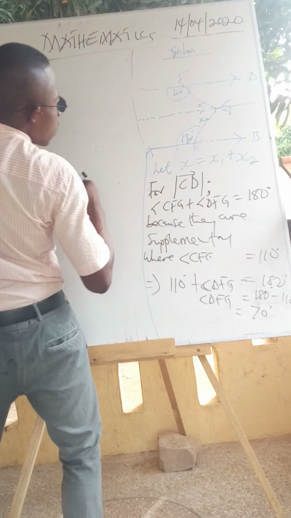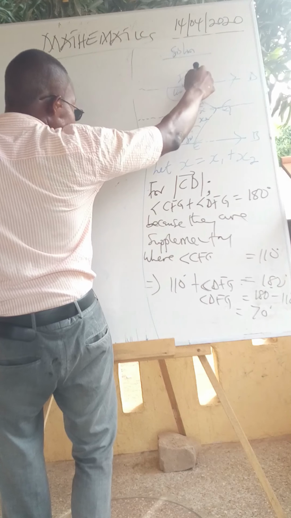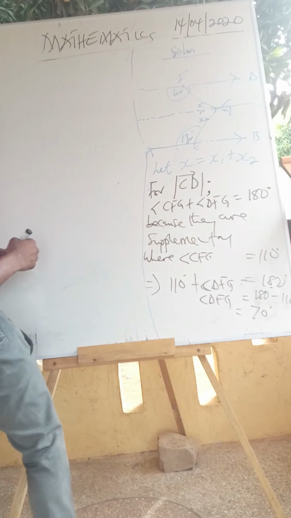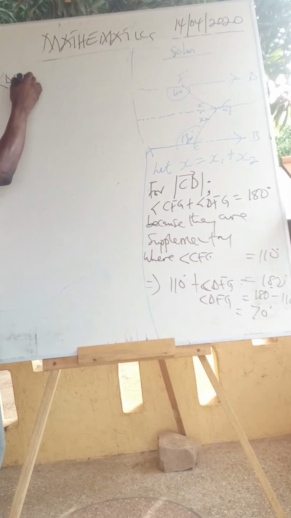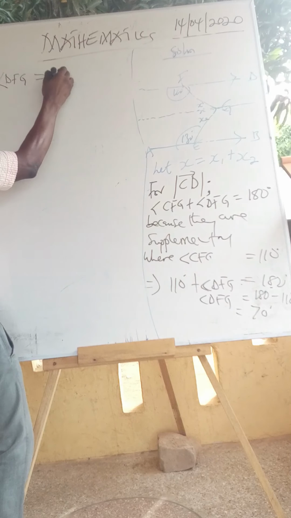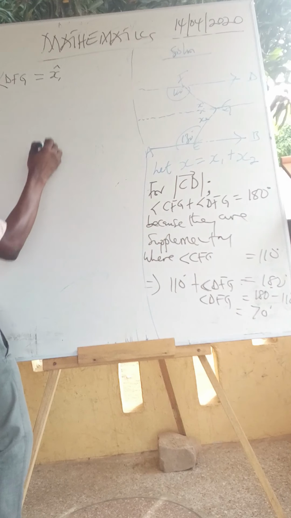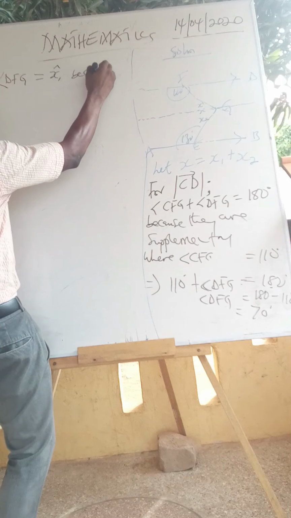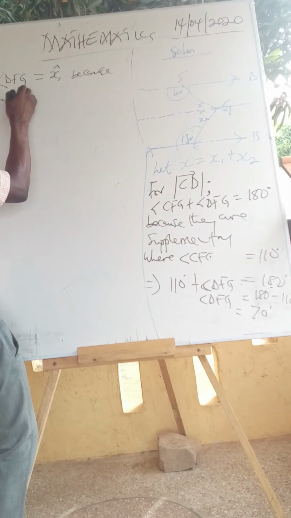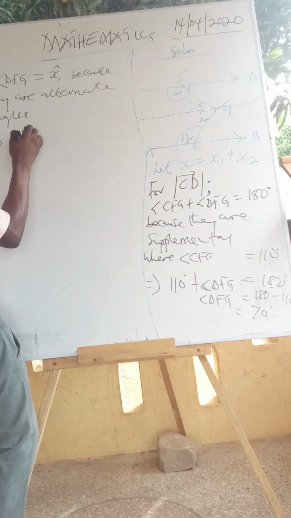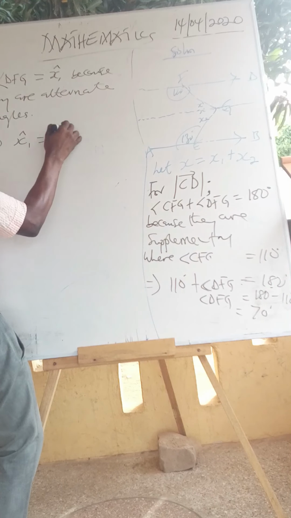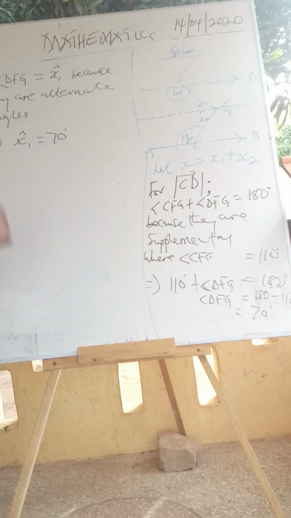So as we know here, DFG, this one should be 70 degrees. This one and this one are alternating. So we can now say that angle DFG is equal to angle x1 because they are alternate angles. So this implies x1 equal to 70 degrees. So we are done with x1.